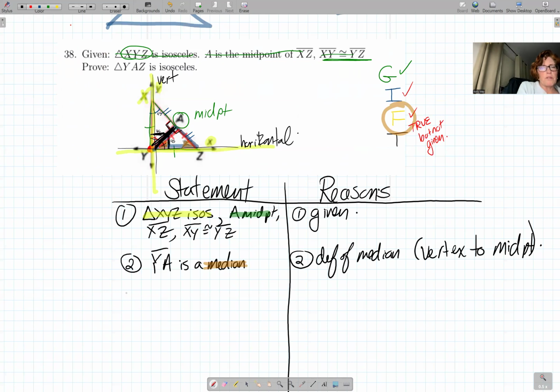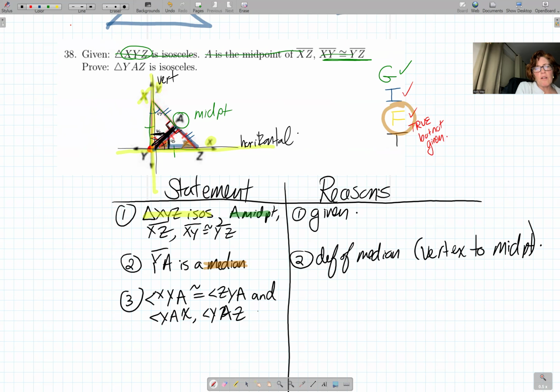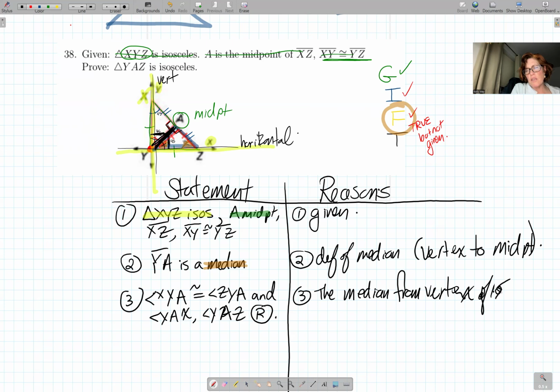We actually got 2 pieces of information, 3. So we know that angle XYA is congruent to angle ZYA, and angle YAX and angle YAZ is a right angle, because number 3, the median from the vertex of an isosceles triangle both bisects the vertex angle and is perpendicular to the base.